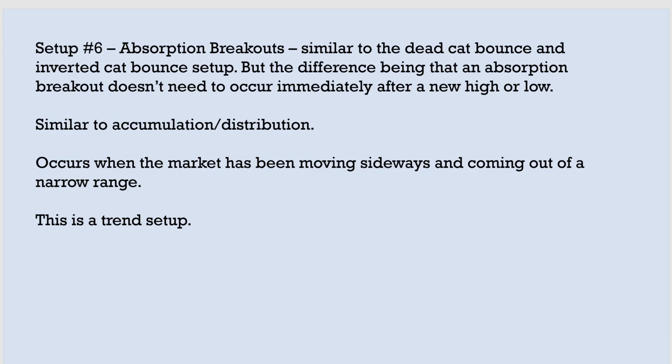All right, so the last setup is the absorption breakouts. Now, it's similar to a dead cat bounce and inverted dead cat bounce setup, but the difference being that an absorption breakout doesn't need to occur immediately after a new high or low. Similar to accumulation distribution, occurs when the market has been moving sideways and coming out of a narrow range. This is a trend setup, right? So what's happening is you're breaking out and you're expecting the market to continue in that direction.